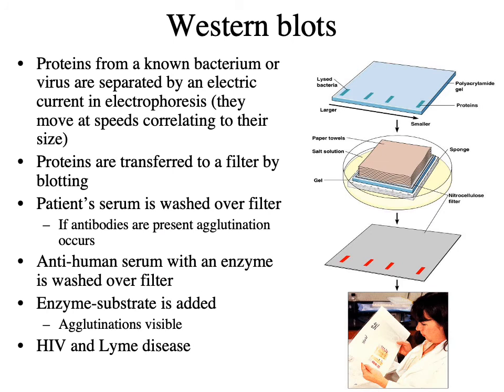For your purposes, when it comes to a Western blot, what you need to know is that we use gel electrophoresis to determine if a patient has a particular antibody present to a known bacteria. So using the patient's cellular fluid or blood plasma, we are able to see if agglutination occurs when it comes into contact with this known bacteria.